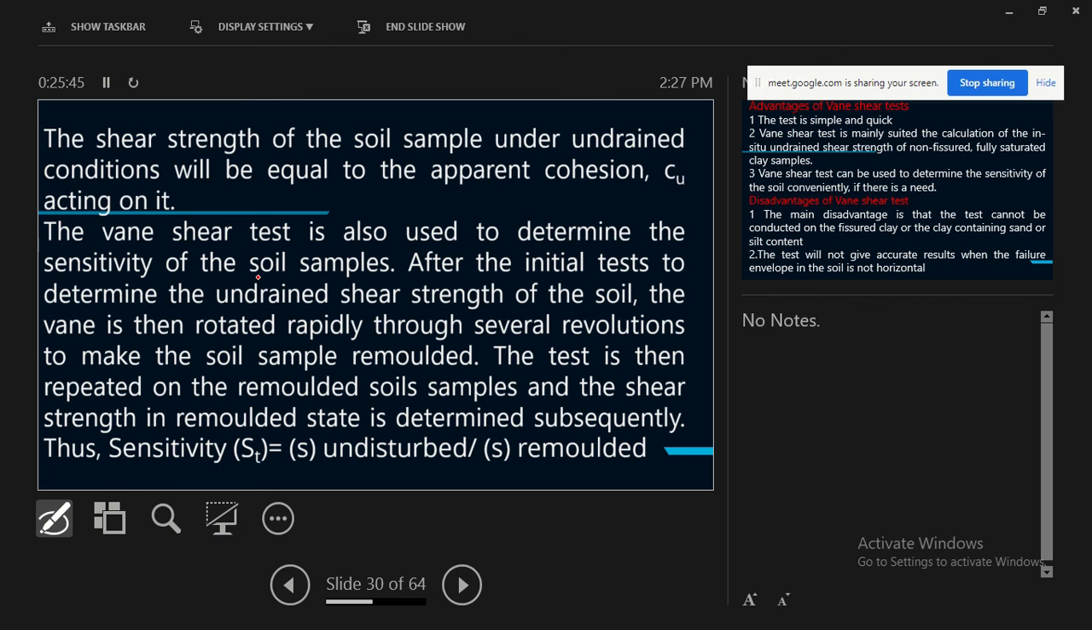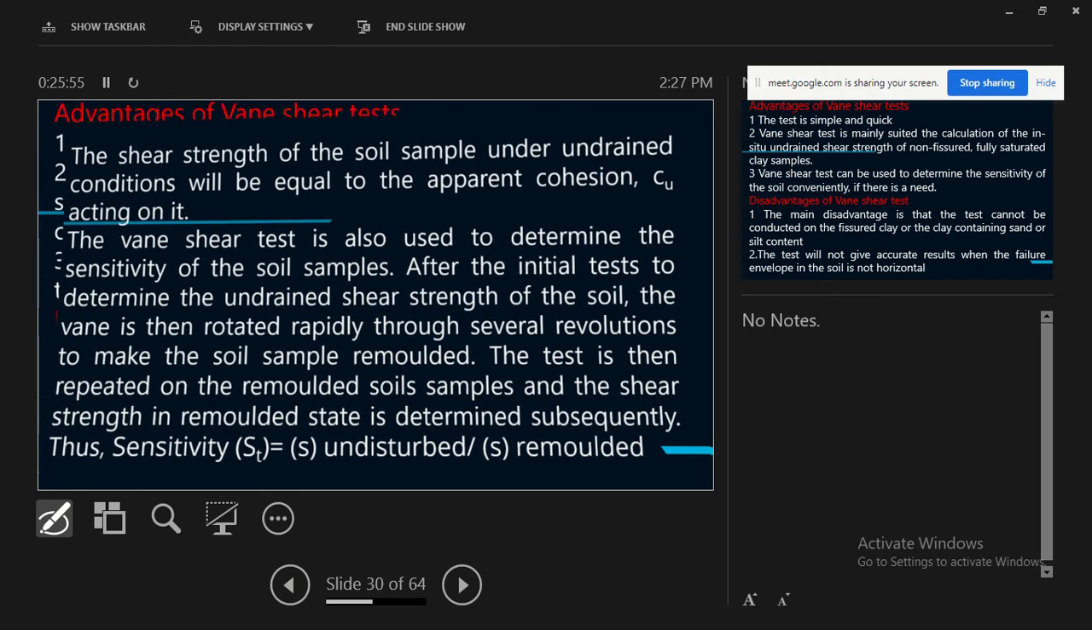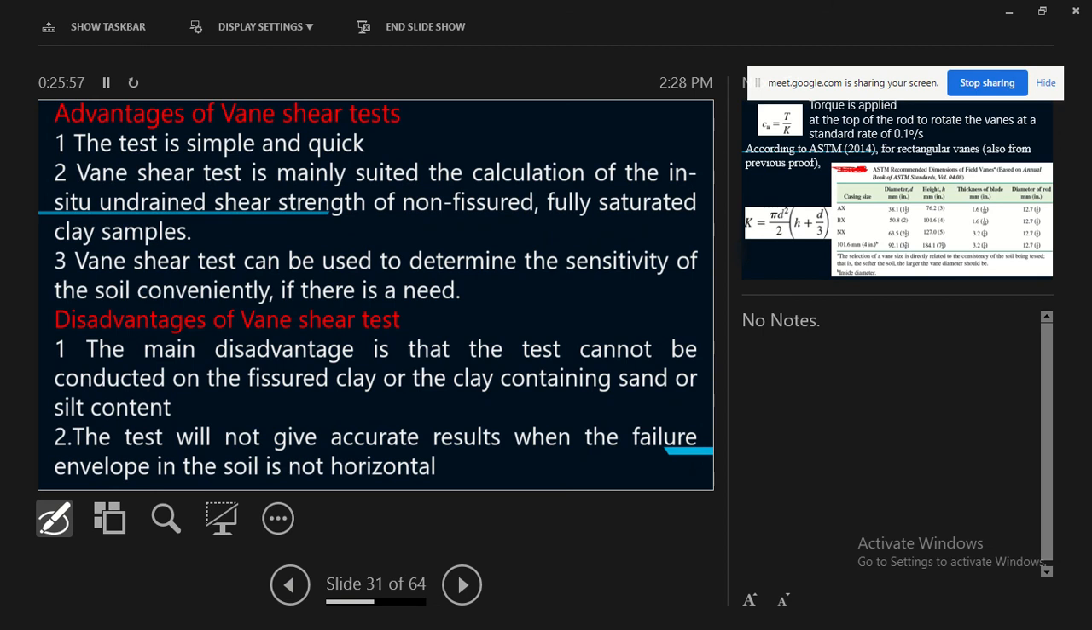Now, depending on how sensitive the soil is, you can find the strength is reducing even up to a quarter of the strength, and this is due to varied reasons.